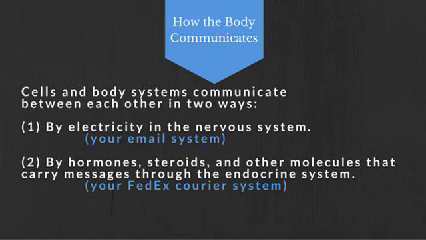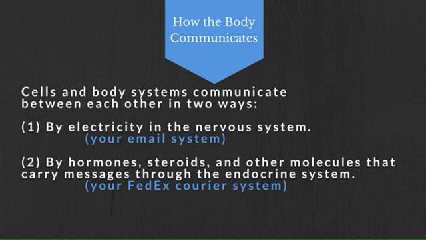All right, and we're going to go a little bit to anatomy, talking about how the body communicates. So cells and body systems communicate between each other in two ways. The first is by electricity of the nervous system. So the nervous system is going to send signals, and this works analogously to how your email system works, how you receive and send messages to other email systems.